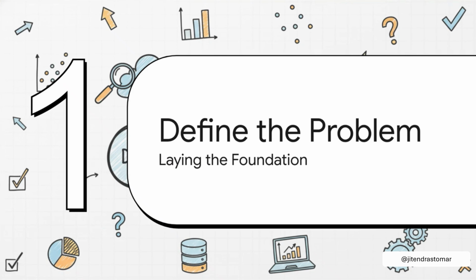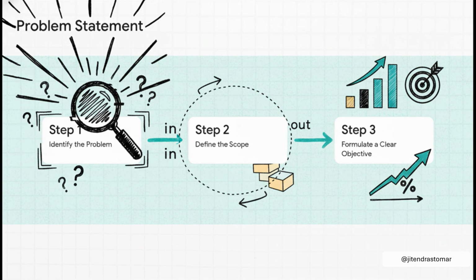Okay, every great investigation starts with one single, crystal clear question. Before you even think about touching any data, you have to know exactly what you're trying to solve. Seriously, this is the most important step. Getting this right sets you up for success from the very beginning. So how do we do that? Well, it breaks down into 3 pretty simple steps.